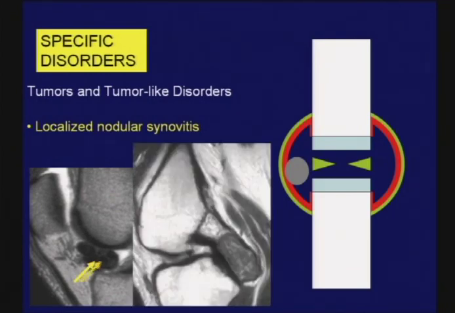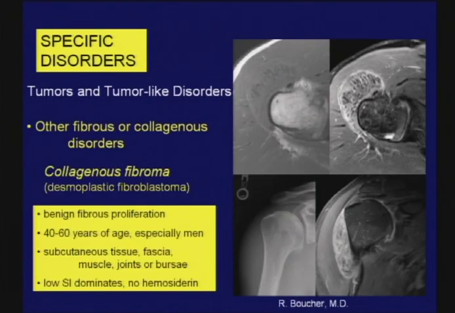Second place that this has been described is pericruciate. So this would be second in frequency. The third is in the suprapatellar pouch, but I would imagine that this can occur just about anywhere in the knee. There are two rare disorders of joints that may look somewhat similar, but these two are extremely rare.